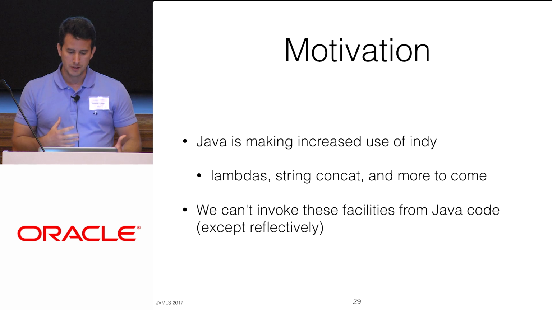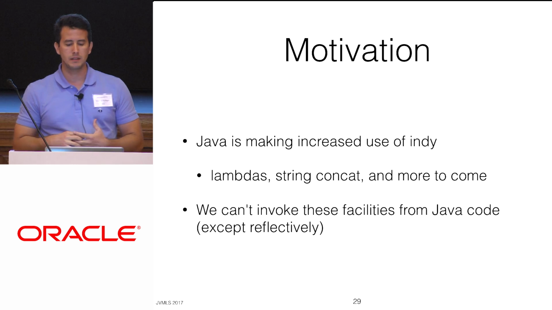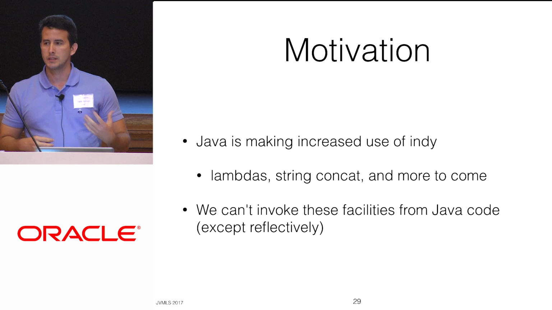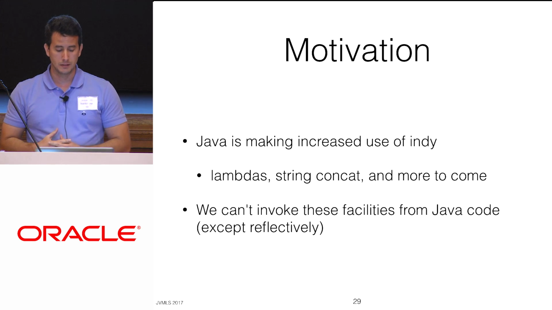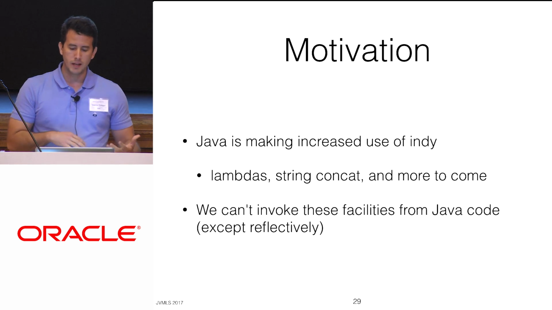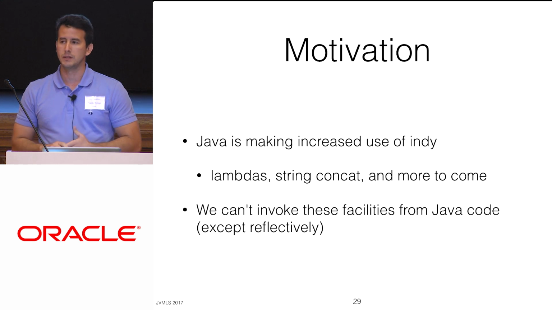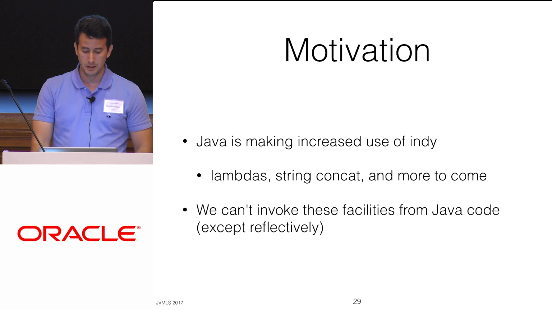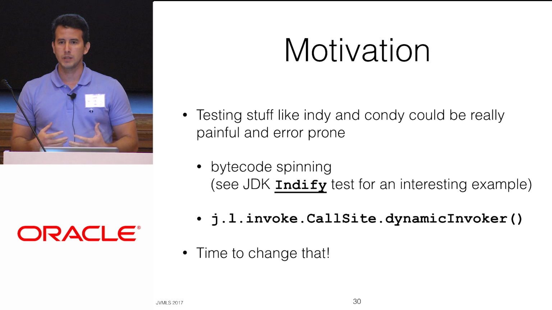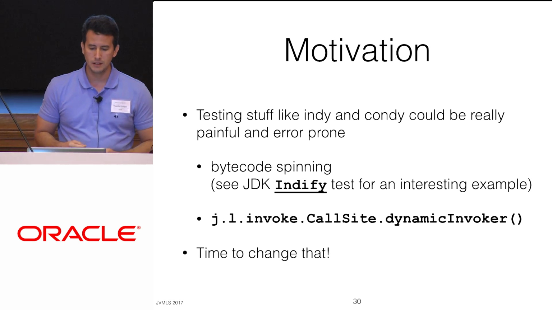What's the motivation for the constant folding project? Basically, Java is making increased use of Indy. We see it in lambdas, there is string concat, and there is more to come. Right now we can use these facilities in Java code, but we have to go to reflection or bytecode spinning, and so this is hard to test. So you have a feature in the language that you can't really test easily.